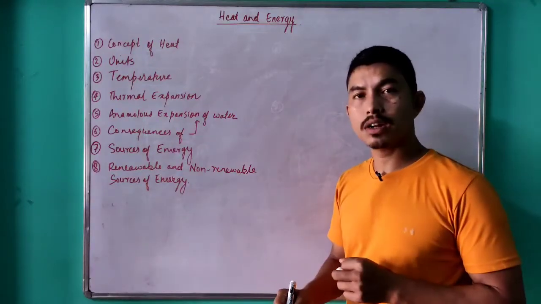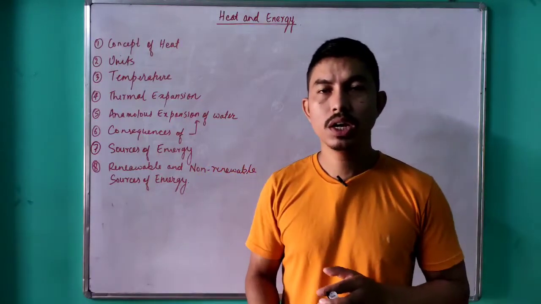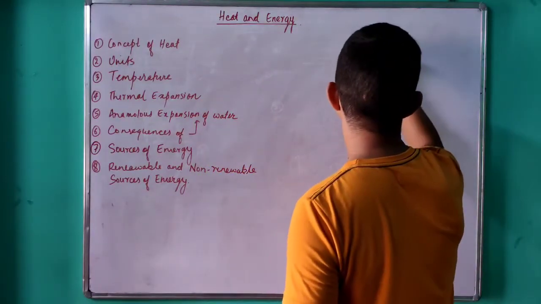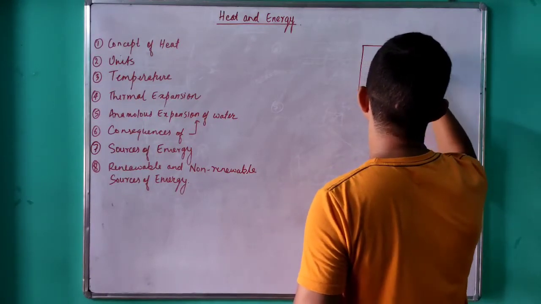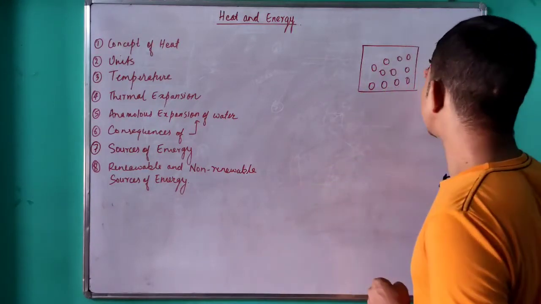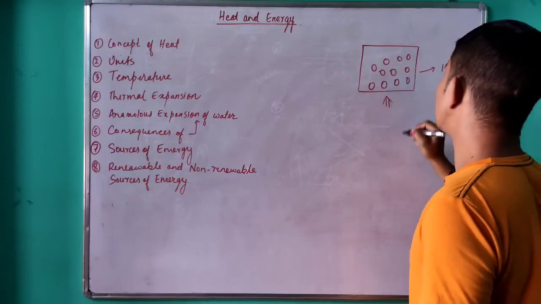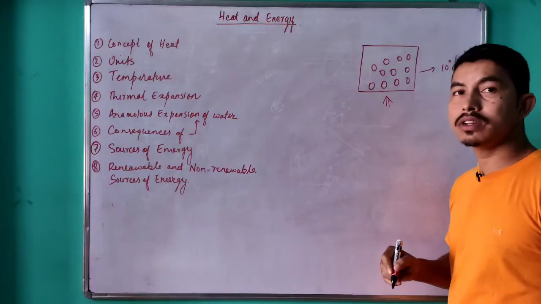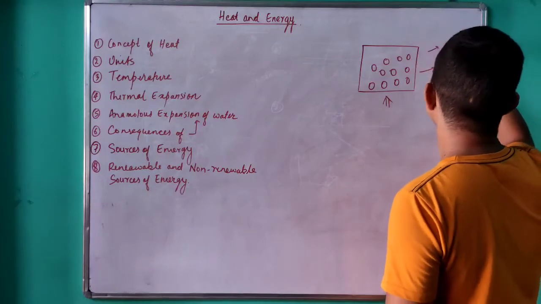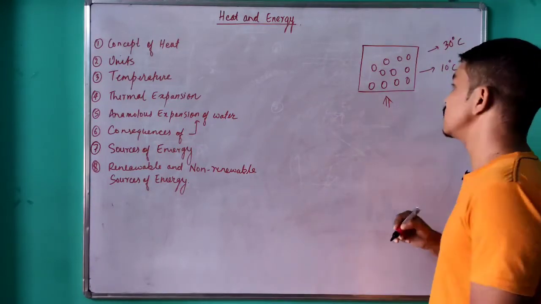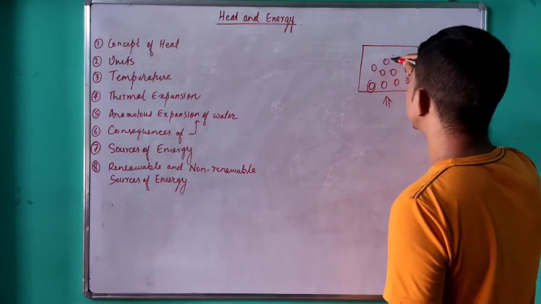So we have already learned in class 8 that with the rise in temperature, the molecular motion also increases. So if you have a certain object which has many molecules in it, suppose initially it is at 10 degree centigrade, now you supply a certain amount of heat to it. On supplying heat, its temperature rises. Suppose it becomes 30 degree centigrade. But on doing so, what is also changing? The motion of these molecules is also changing.